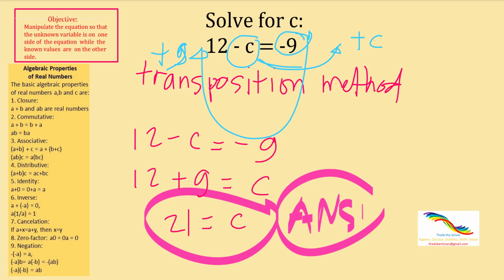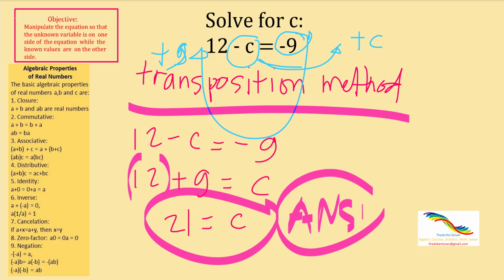I would say the transposition method is very fast. Yes, it is very fast, but make sure that you use a parenthesis whenever you transpose or whenever you do an operation. Don't forget the parenthesis, because if there's a division, or if there is a multiplication, or an addition, subtraction of terms, because we applied it to the entire left hand side and the right hand side, make sure you enclose the left hand side with a parenthesis and the right hand side with a parenthesis, so that you will not be confused later on.